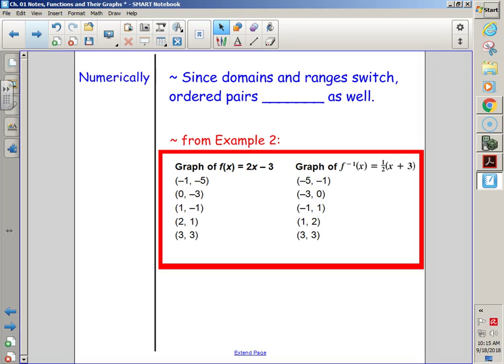But get this page down. Oh, you guys already filled in the blank, didn't you? What's the blank? Switch. There we go. That's what I was looking for.